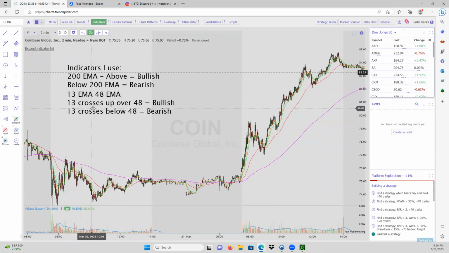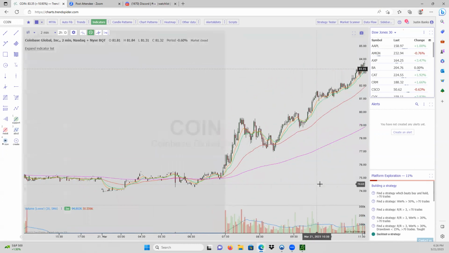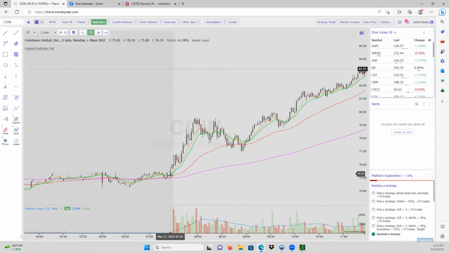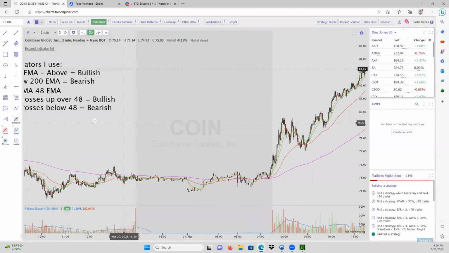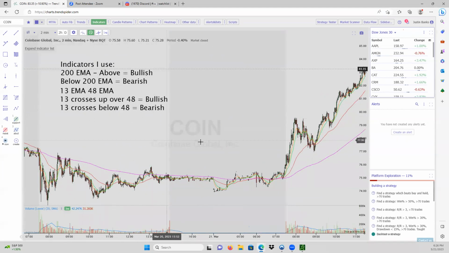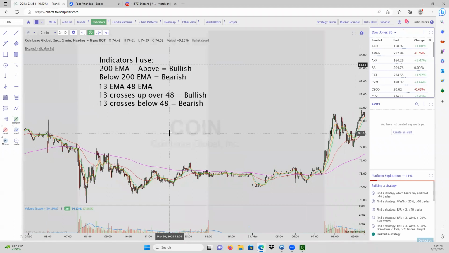Now, if the 13 crosses up over the 48, that's going to equal bullish, right? So we could see here on this green, this green line is the 13, this 48 is going to be the red, right? We crossed up. So now we are bullish on the day here. We're bullish on the day. If we were to cross below it, right, we would be bearish on the day.